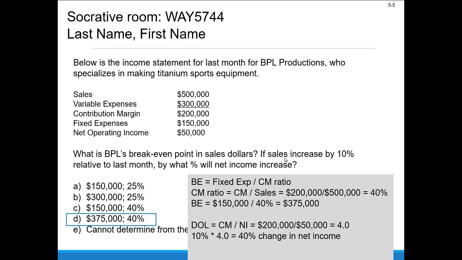Now, probably the quickest way for us to find the answer to the second question is to use our degree of operating leverage measure. Remember, that's our measure of sensitivity in profit to changes in sales. So the degree of operating leverage can be found by taking the contribution margin, $200,000, divided by net income, $50,000, for a DOL of 4.0. Now, that DOL tells me what happens to income with a 1% change in sales. So if we expect sales to increase by 10%, 10% times the DOL of 4 means a 40% change in net income as a result of that.